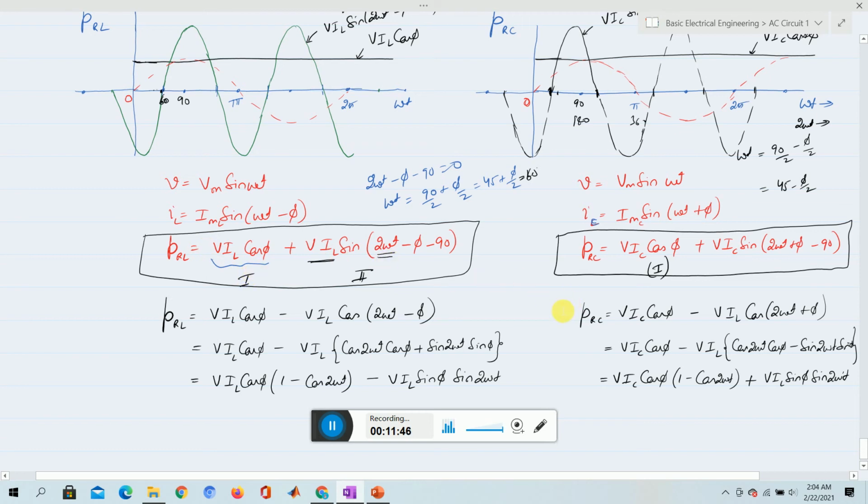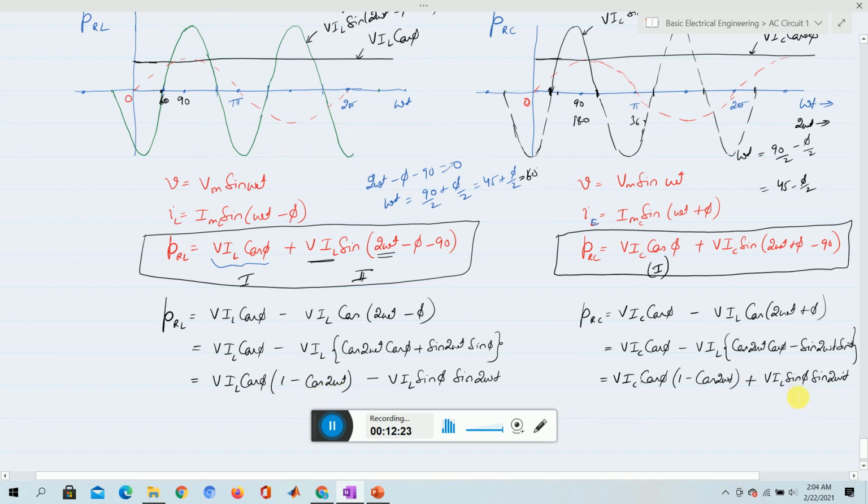But we can also have another analysis, splitting this cos(2 omega t minus phi) in terms of cos 2 omega t cos phi plus sin 2 omega t sin phi. Here we are taking all the active terms out, and this is VI cos phi (1 minus cos 2 omega t). This is changing. Another term is also changing, here with sin 2 omega t, and here this term also changes with cos 2 omega t.